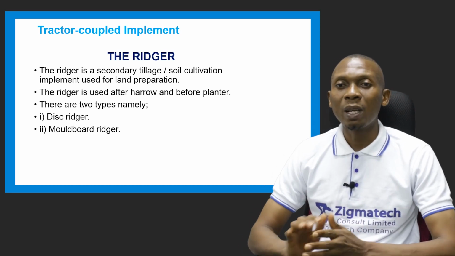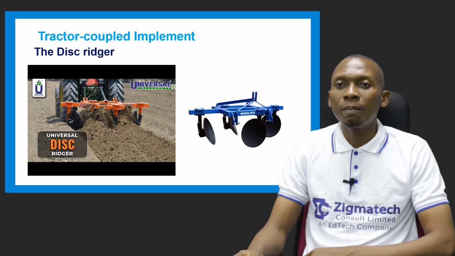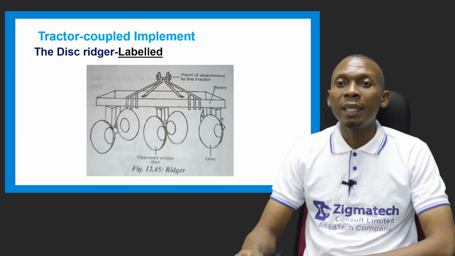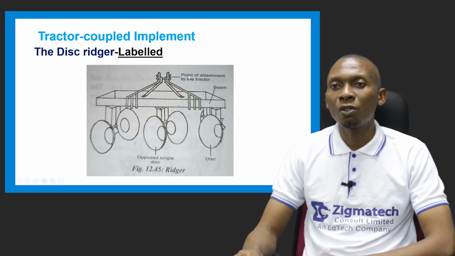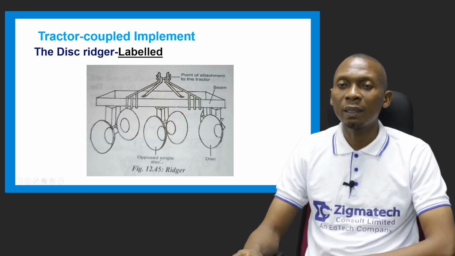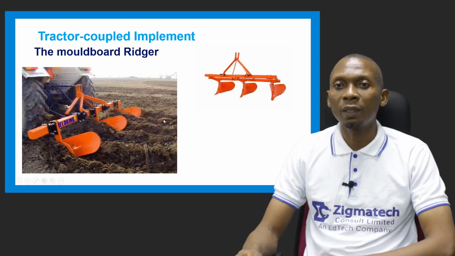And we have two types. We have the disc ridger and the moldboard ridger. So this is a picture of the disc ridger. This is a labeled diagram of the disc ridger. So you can see the point of attachment to the tractor. It has a beam. It also has a disc and opposed single discs. This is a moldboard ridger. This is a picture of how a moldboard ridger looks like.